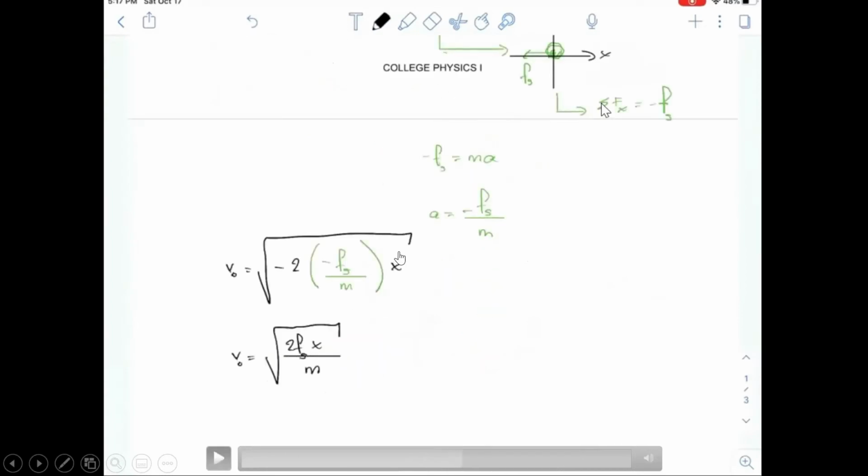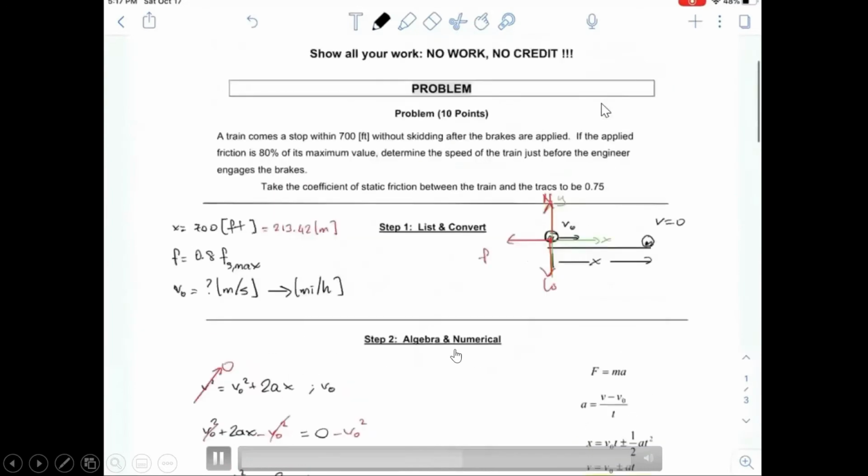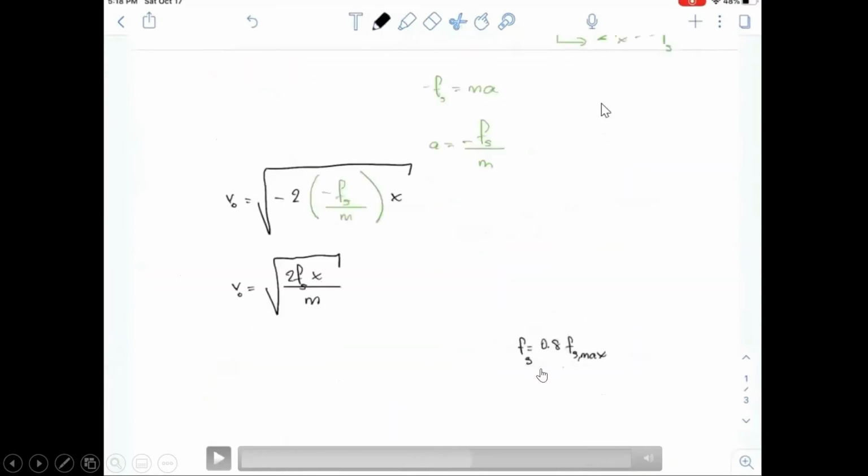So the next question is, are we done? Mass is not given to us, so obviously that's out of the question. We also know what the static frictional force is. The only thing we got is x. So what we need to do is come up with an expression for the static frictional force. Oh, we don't have to. Evidently, we do have the static frictional force. That's going to be 80% of the maximum static frictional force. Cool. So we already got here.